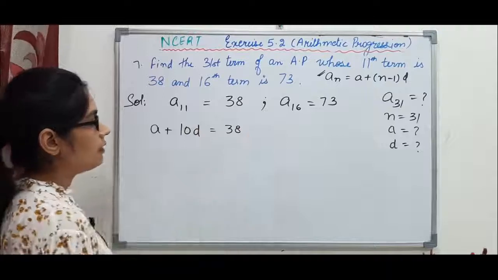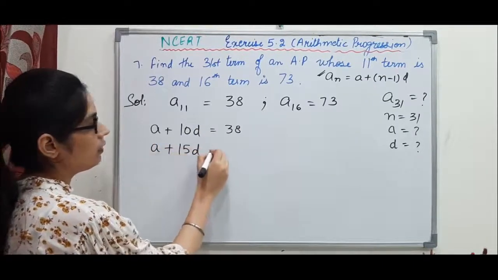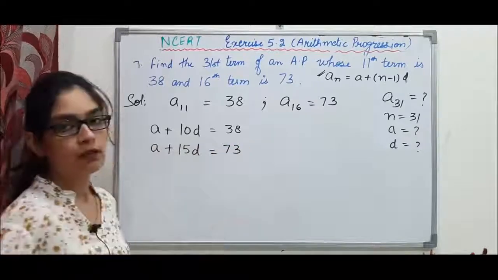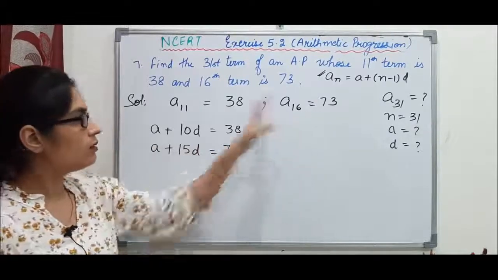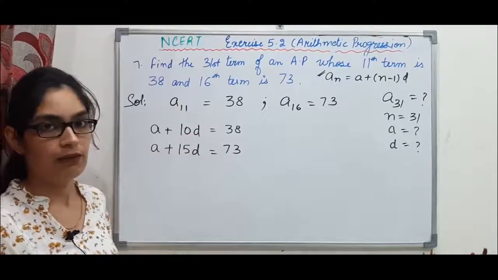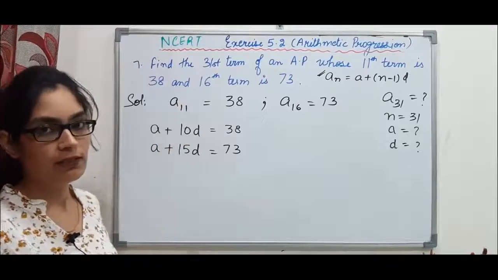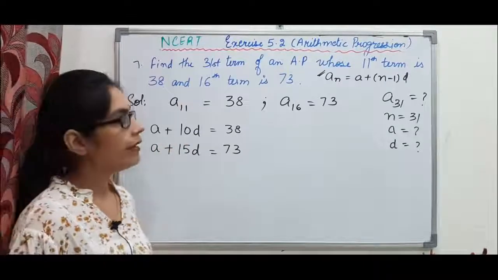Now A16 is A plus 15D. It is equal to 73. I have just written these numbers, like A11, in expanded form. A11, I know the formula of the 11th term is A plus 10D. We have done this in the previous exercise 5.1.